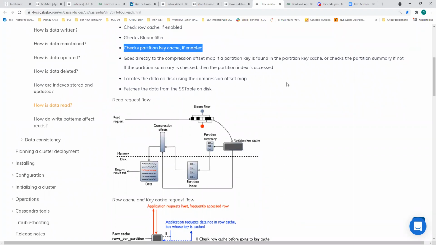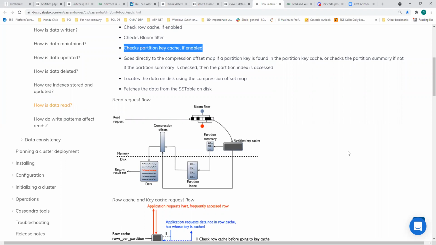This partition key cache will take you to an offset, and then from the offset you can directly go to the SS table. But we can have multiple SS tables for a single key. Does it mean that the partition key cache will take care of it? We can have 10 SS tables per single key, with different offsets in different files. How to deal with it?